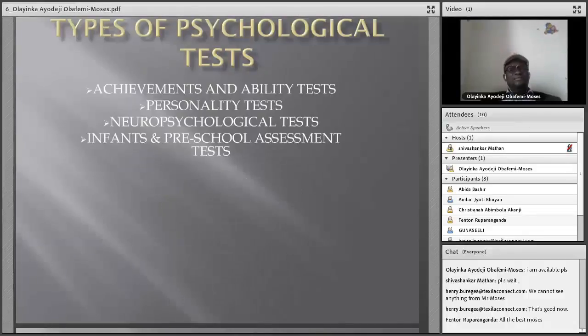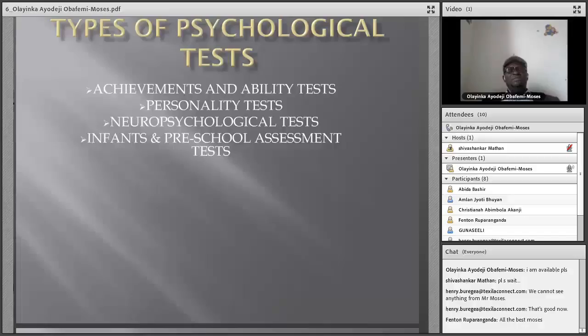These tests can be segmented or separated into different types. There's what we call achievement and ability tests. That one is commonly used for job screening and job placement.